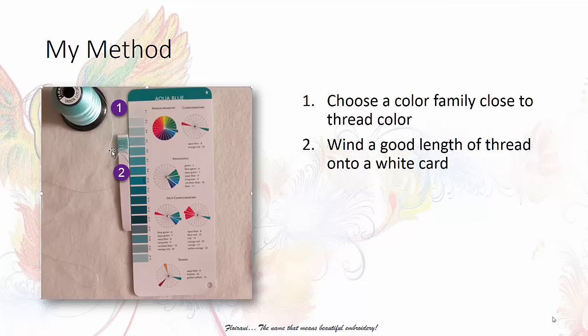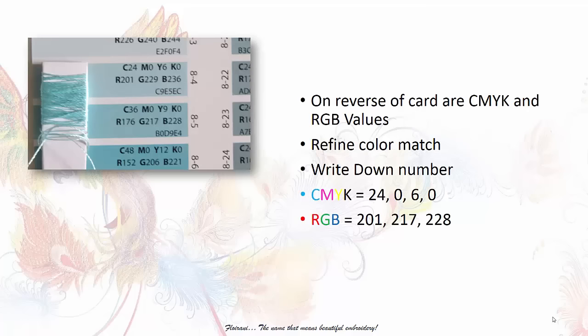Once I found that color, when you flip the card over, what you'll find is that you can even narrow it down more in color value for intensity and hue. And once you find the most accurate color, then what you're going to see is that there are those CMYK and RGB color values. So I refine that color match, and then I write down the number. So not only did I write down the CMYK color value, but the RGB.